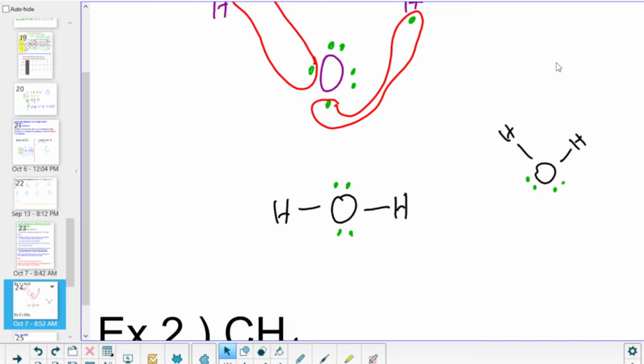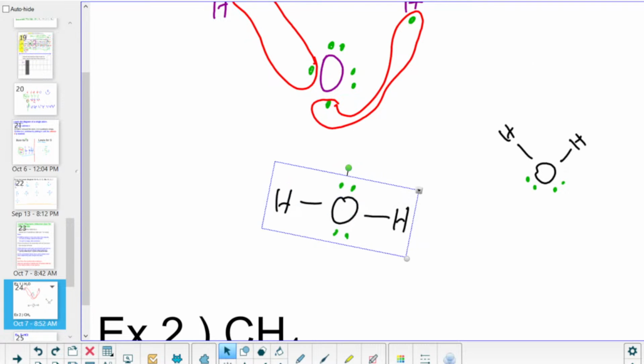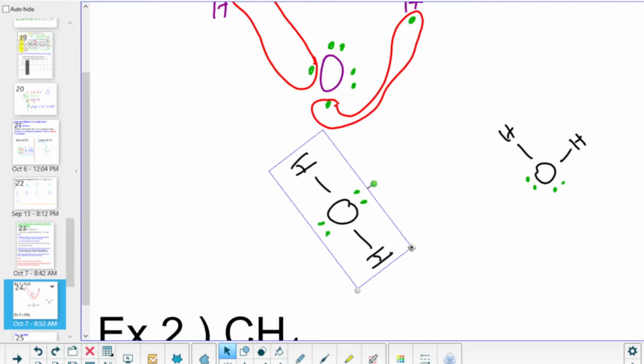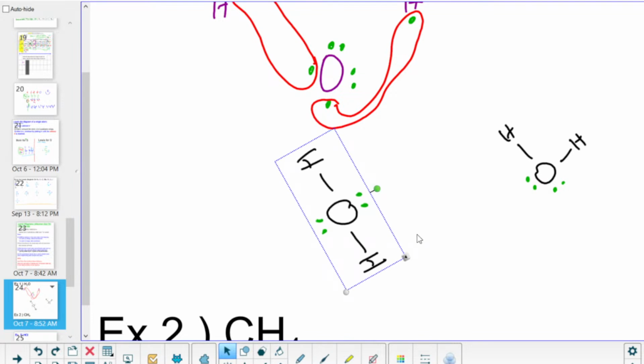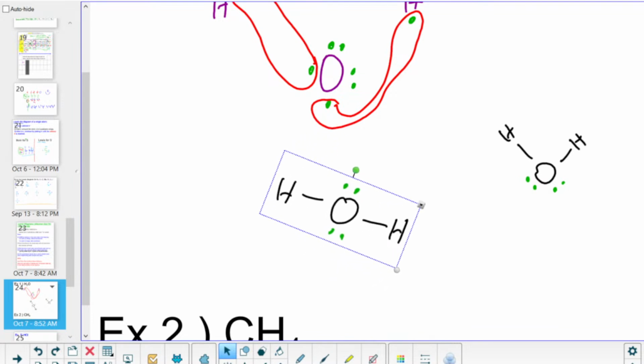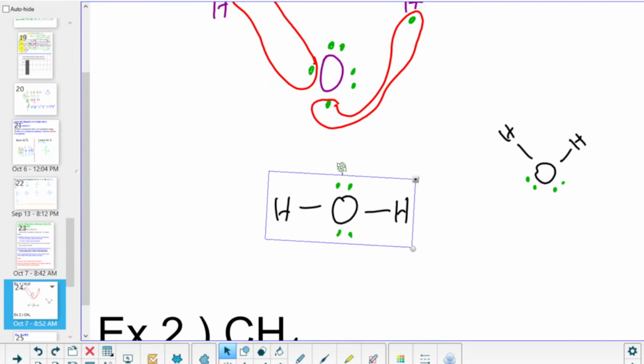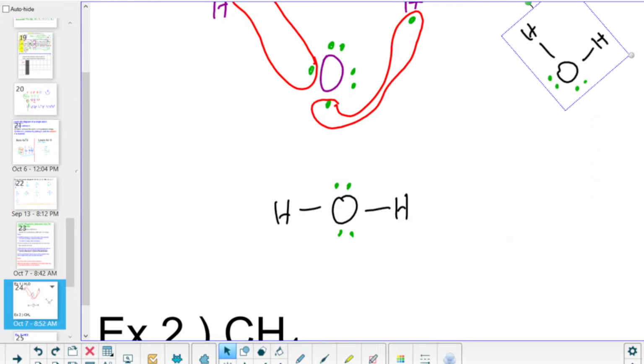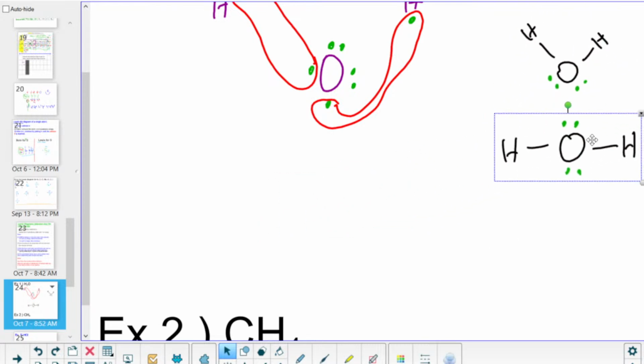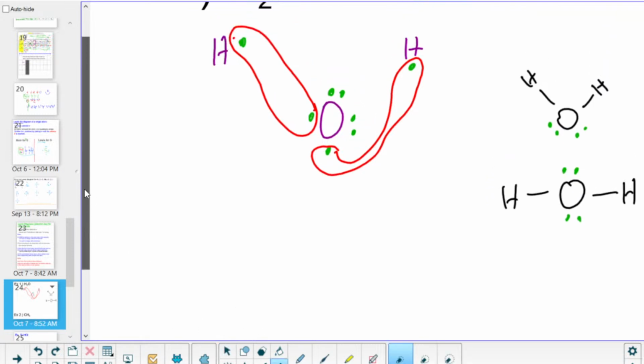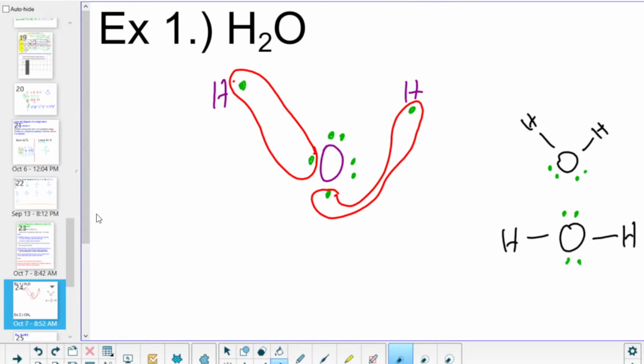Jimmy, question? Okay. And this one goes around and around and around. You could draw it like that if you want to. Next up, that is how you do it if you use the skills that we just used. And it works pretty well for most things. The second method is to count how many valence electrons do we have total.